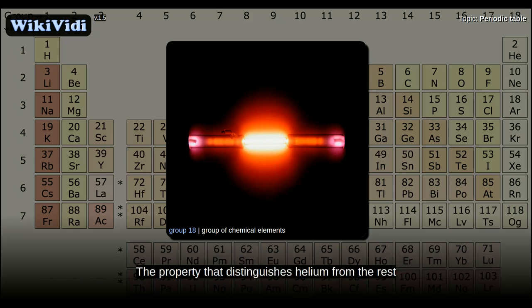The property that distinguishes helium from the rest of the noble gases is that in its closed electron shell, helium has only 2 electrons in the outermost electron orbital, while the rest of the noble gases have 8. Neon's is 2s2 2p6, argon's is 3s2 3p6, and so on.